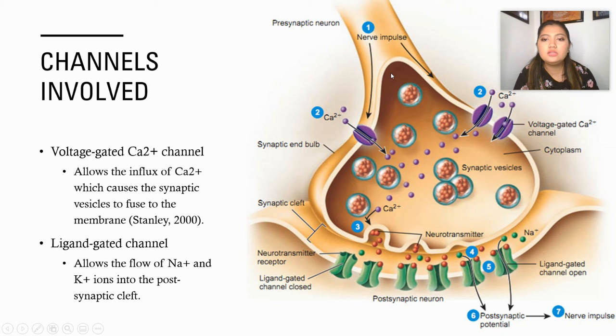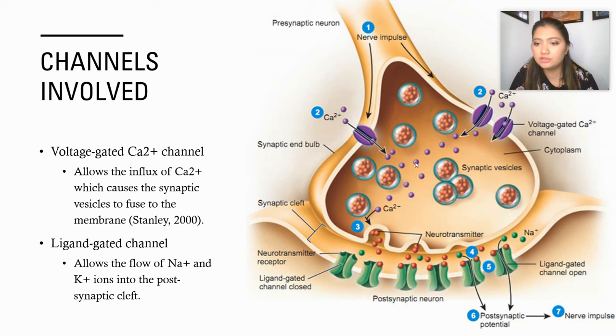So when it reaches the axon terminal, right, the electrical signal will cause the voltage gated calcium channel, since it is voltage gated, to open and allow an influx of calcium ions inward, right? This is signified by these purple proteins and purple little circles. Purple circles are your calcium ions.